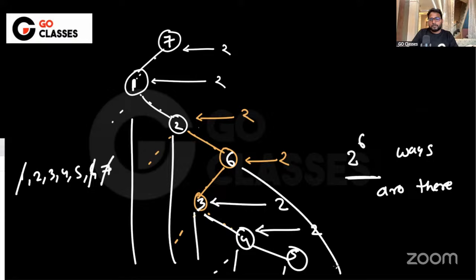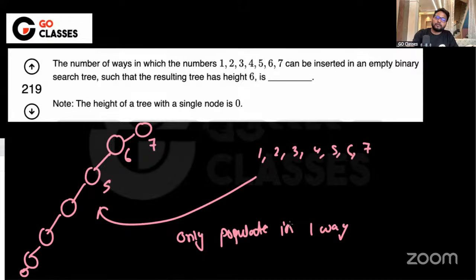6 and 7. So basically, there is only one possible way in which you can fill any given binary search tree. So how many possible insertions are there? 2 power 6, right? So 2 power 6 means 64. 64 possible insertions are there in which you can fill this tree. Or you can get the height of 6.